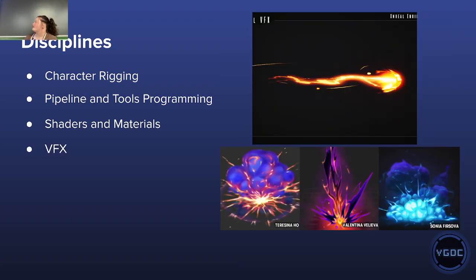The next one's VFX. This one's pretty popular. Making sure that if you shoot a bullet, it actually looks like a bullet. Making sure that you've got smoke, rain, particles. This is usually done in Niagara within Unreal Engine as well as Houdini. So if you're interested in that, I would look into those programs.